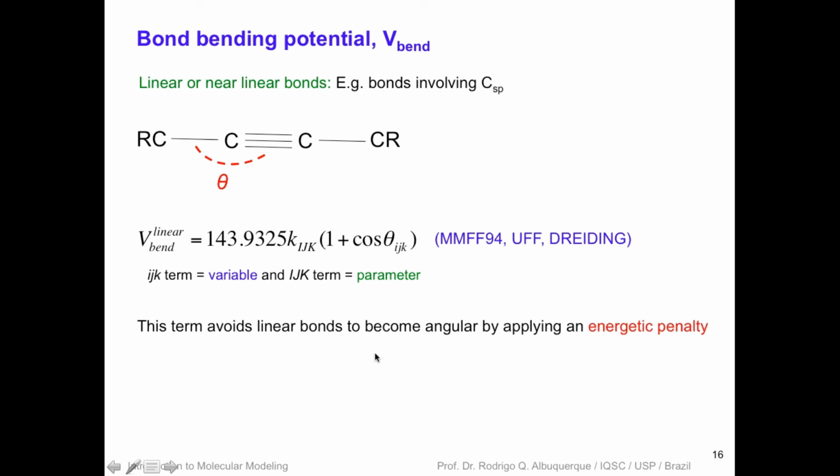This term avoids linear bonds to become angular. So you can consider this as an energetic penalty. When this term is used for linear bonds, the other usual term of bond bending potential from the previous slide cannot be used. So only one of them can be used.